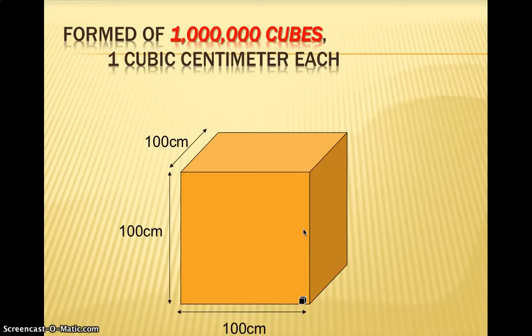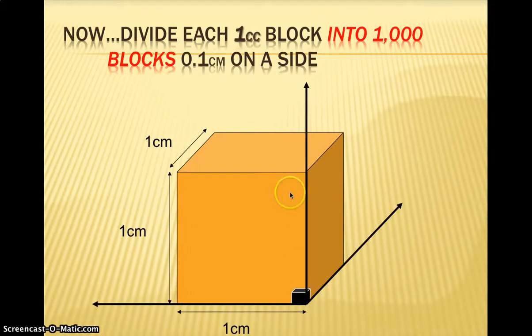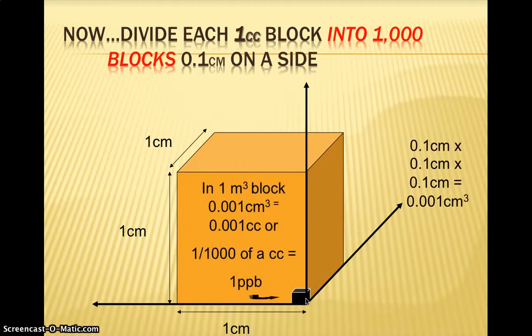Here's our original block, 100 centimeters on each side. I've taken this cube right here and blown it up on this slide. This whole cube was just that little one we were looking at. Now I'm cutting that into 1,000 blocks. That's going to give me what will represent 1 part per billion, 1/1000th of a cubic centimeter.